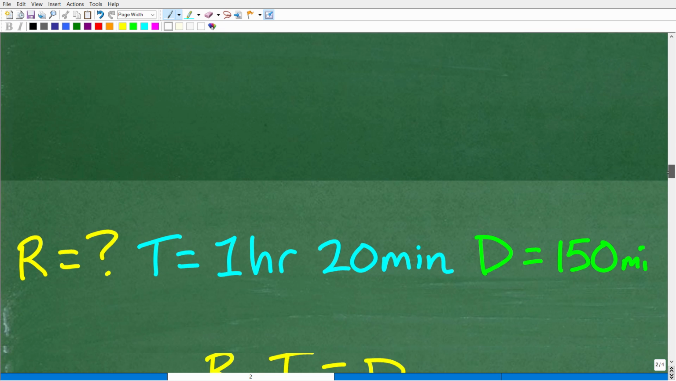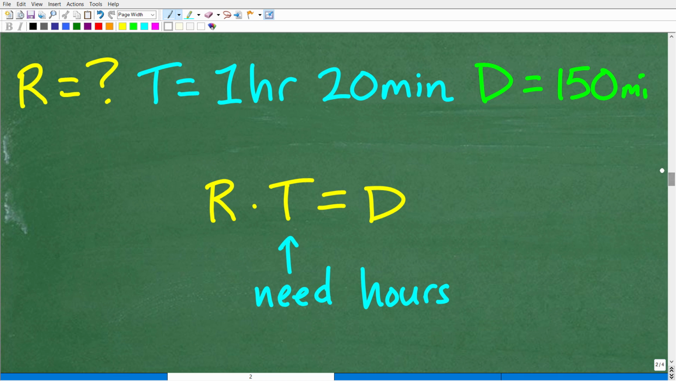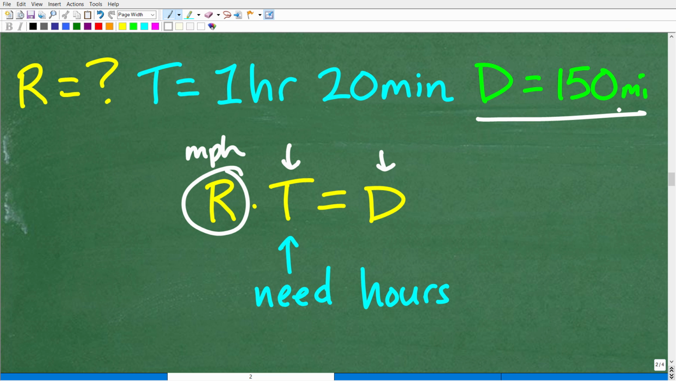So thanks for giving me a little bit of time to explain why I do what I do. And now let's get back to the problem. Rate times time is equal to distance. My rate is going to be in miles per hour, so my time needs to be in hours and my distance needs to be in miles. My distance is 150 miles, so I'm good there. My rate is what I'm looking for, and my time needs to be in hours.